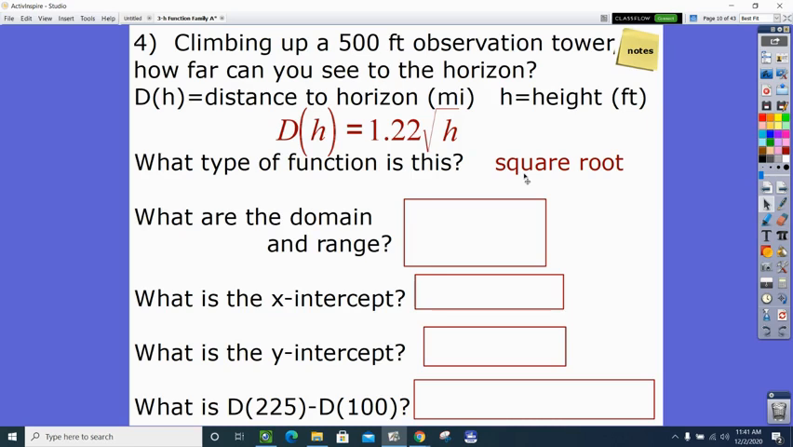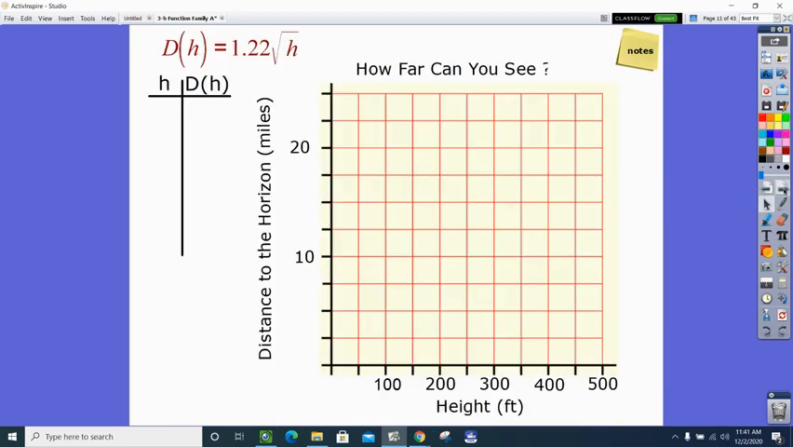What are the domain and range? Got to do the graph, right? So again, we're going to take a piece of regular graph paper, and we'll come back in a second to answer these questions. So how far can you see? The height off the ground in feet is going to be our x, and the distance that we can see to the horizon in miles will be our y.